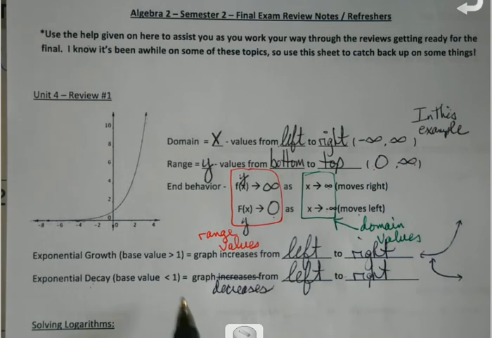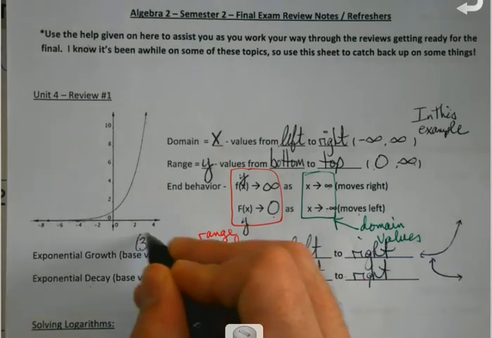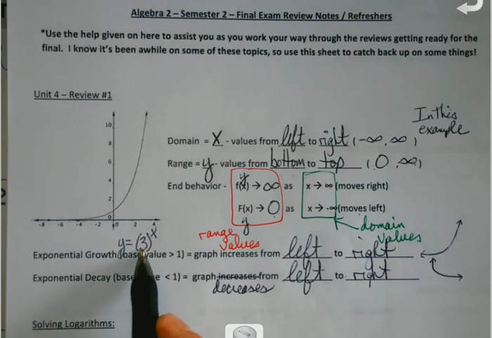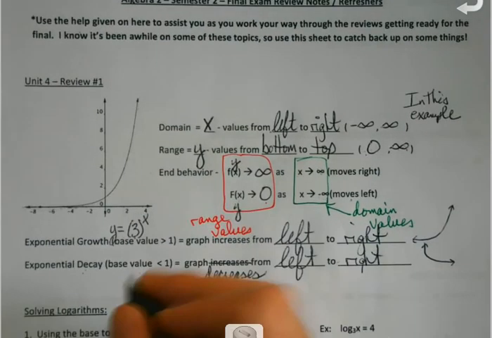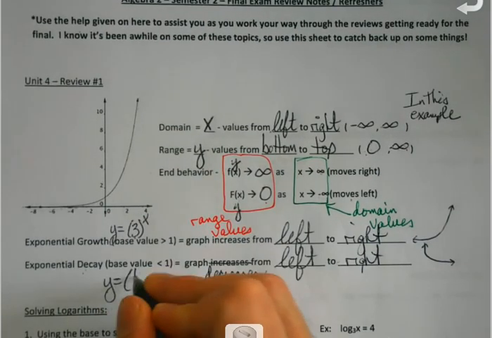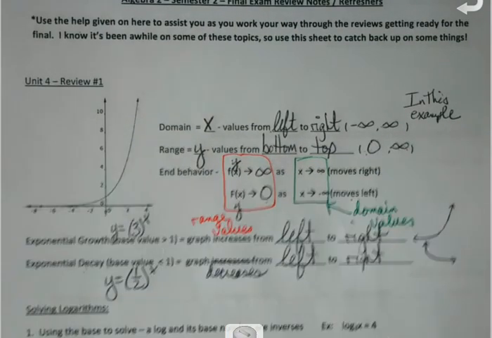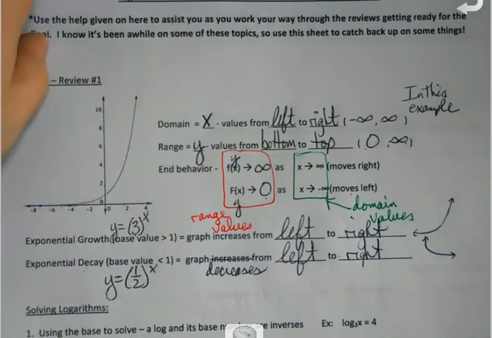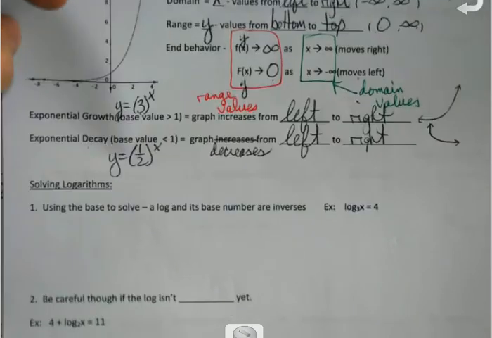But again, I can even look at that through a base. So if I had something like y equals 3 to the x, that'd be growth. My base value is greater than 1. However, if I had something that looked like this, 1/2, my base value is less than 1. It's going to be decreasing. And we get that set that way. So that's part of what we did in Unit 4.